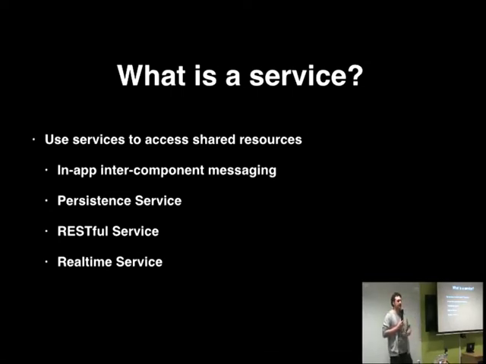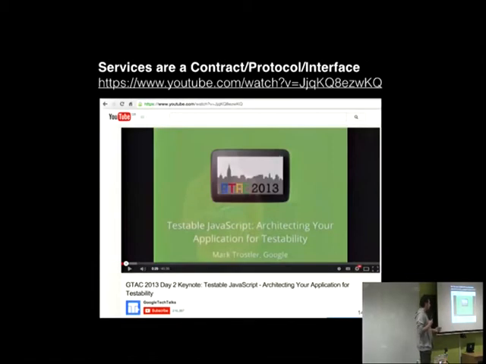So if we find that 2 components want access to a similar thing, then we create a service out of it. One example is inter-component communication. Now, it could be an event hub, but an event hub can end up, again, a bit like a ball of mud. So you might create specific type services. So things that persist to local storage, or persist over the wire via a RESTful service, or some sort of real-time service like Pusher. That's what services are. Again, I'm not going to go into that.